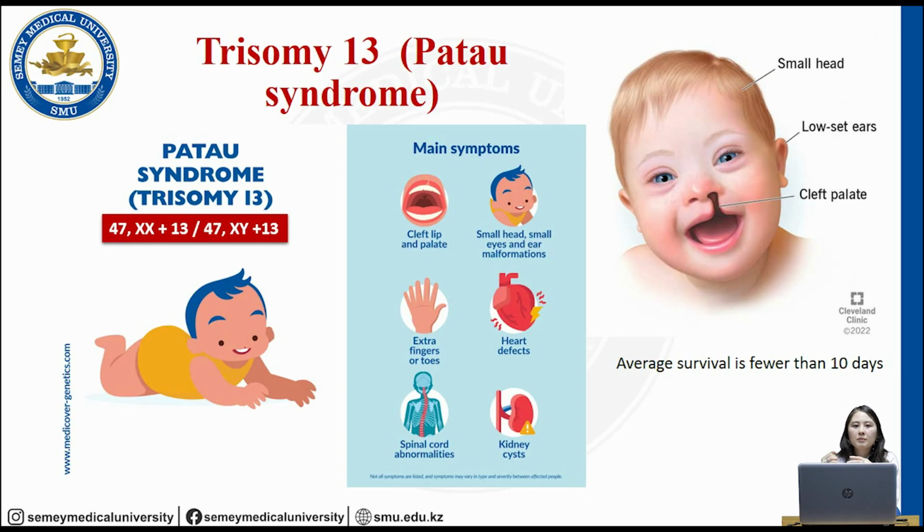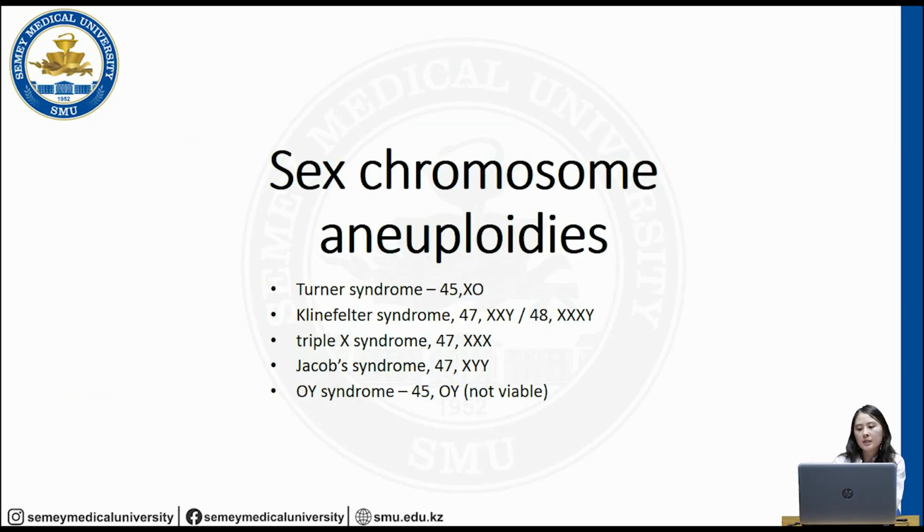Trisomy 13, it's a Patau syndrome. Karyotype is 47,XX, 47,XY plus 13. Main symptoms are cleft lip and palate, small head, small eyes, microphthalmia, ear malformations, extra fingers, polydactyly, heart defects, spinal cord abnormalities, and kidney cysts. Average survival is fewer than 10 days.